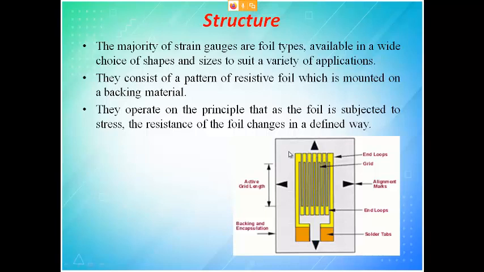Wire cannot be directly exposed, so you will have end loops, and within this outer loop, inside you have this wire. Then alignment marks: since this is a mechanical type of sensor, there is always a problem of calibration. This is not directly electronic, so calibration is required. All four corners they will mark, so that it should not move and should be kept in that particular position. Finally you take the leads, and the leads are given to the resistance measurement. The majority of strain gauges are foil type, with a wide choice of shape and size.